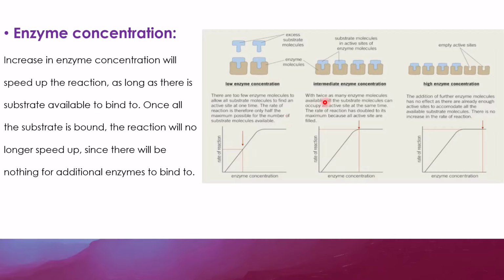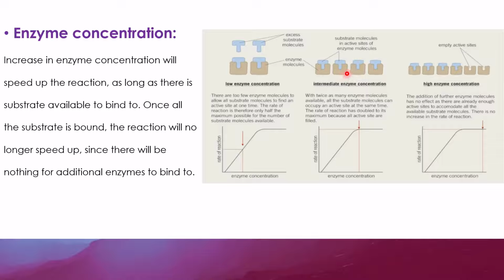So the next condition is intermediate enzyme concentration. At this condition, we have equal enzyme molecules and substrate molecules. So as you can see from here, the number of enzyme molecules and the substrate molecules are the same. And as this happens, all the active sites of the enzyme will be filled with the substrate molecule at one time, doubling the rate of reaction to its maximum.